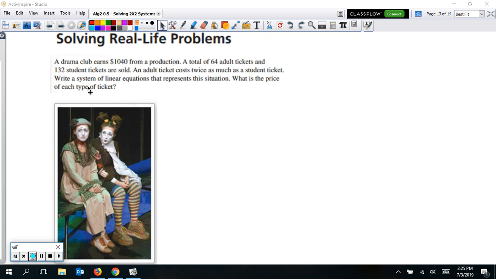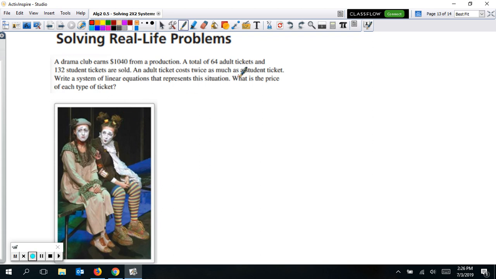So we're going to write a system of linear equations that represents this situation, and then we're also going to figure out what is the price of each type of ticket, which would mean we need to solve the system. So to write the system, we need to look for, there's two variables that we need to figure out. Which are our two variables? And that would be the types of tickets. There's two types of tickets because it says here, what's the price of each type of ticket?